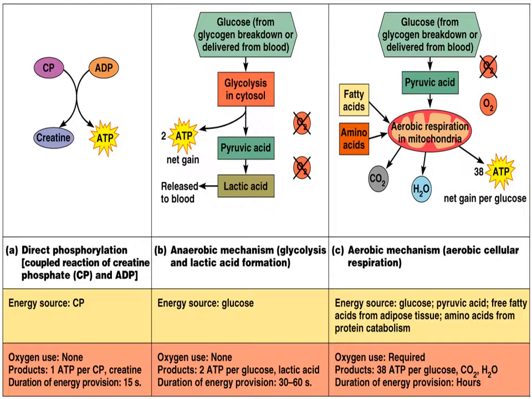To quickly review, creatine phosphate recycles ATP and lasts a few seconds. Anaerobic metabolism, glycolysis and fermentation, breaks glucose and produces ATP, but only lasts a few minutes. Aerobic metabolism, glycolysis, Krebs cycle, oxidative phosphorylation, breaks glucose and fats and lasts for hours.